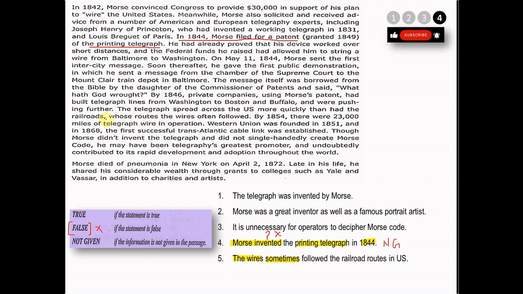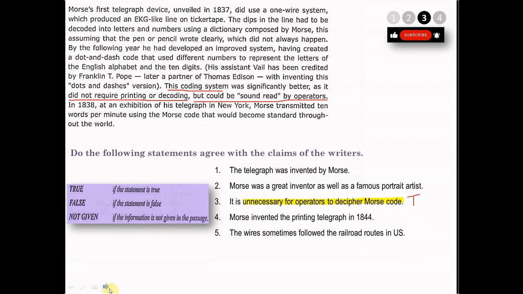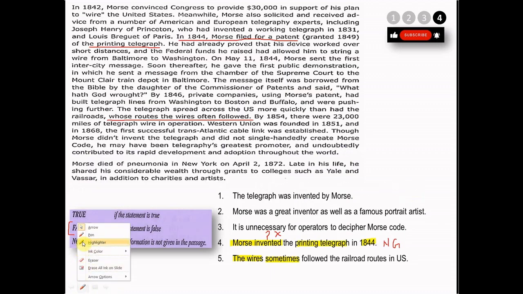Now, whose routes the wires often followed. So here the keyword is often. What is the keyword here? Often. And in the question, what is the keyword? Sometimes. As I have already discussed, often stands for more than 50%, sometimes stands for less than 50%. On that basis, the information given here is false.